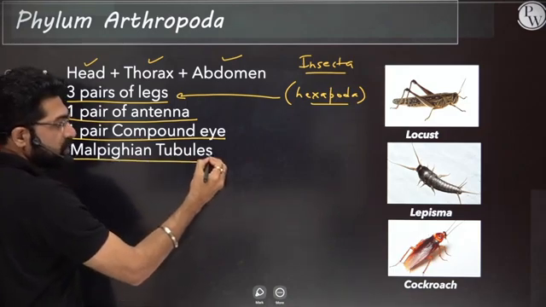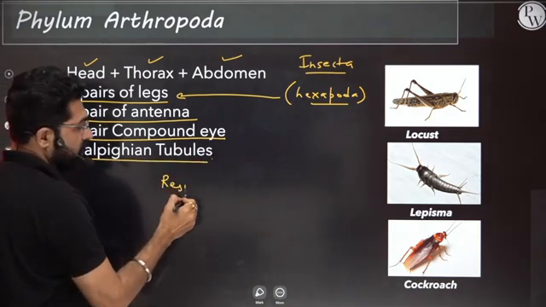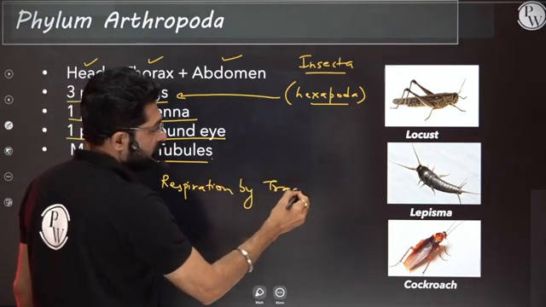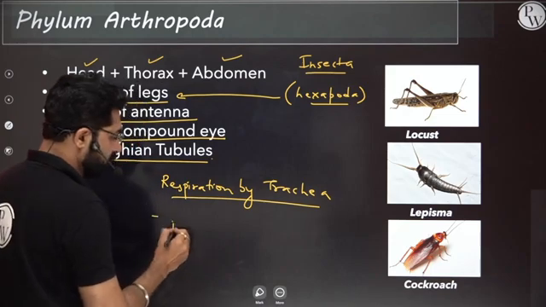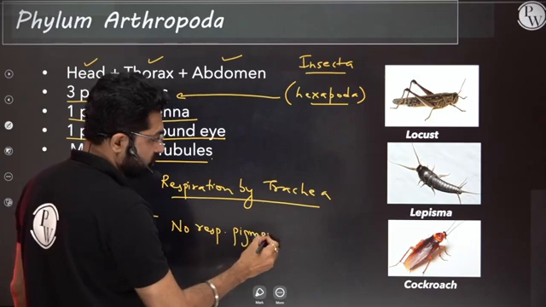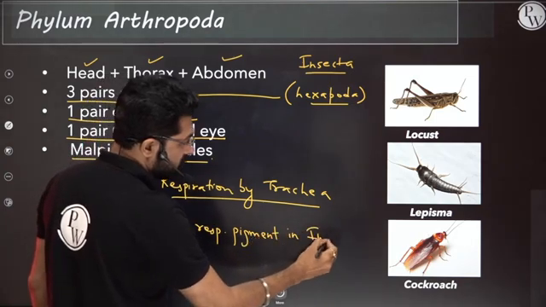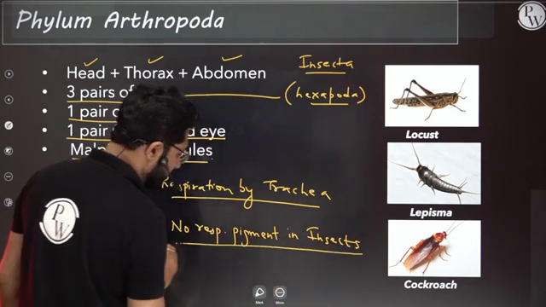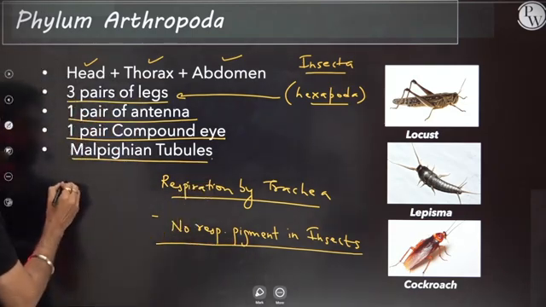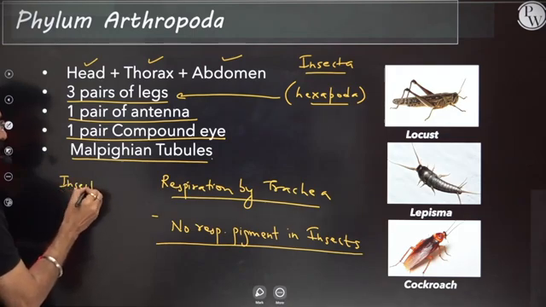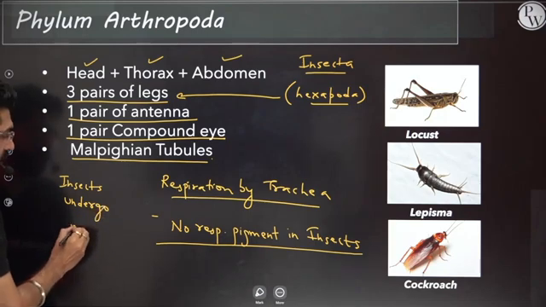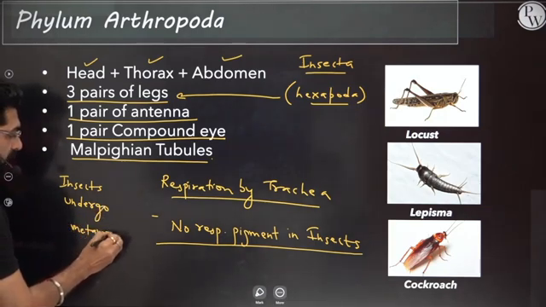Excretory organ is the Malpighian tubule, and respiration is by tracheae. One very, very important point to remember: there is no respiratory pigment in insects. Moreover, insects usually undergo metamorphosis. Not all, but usually they do.